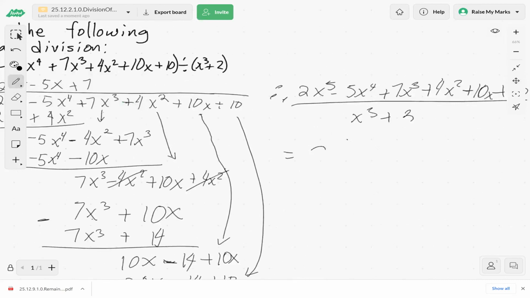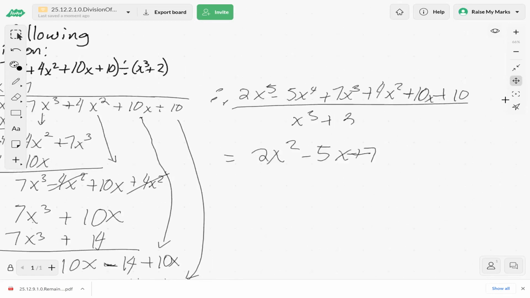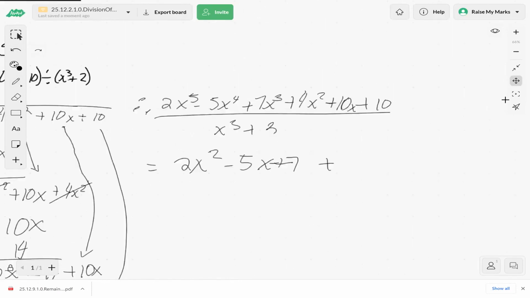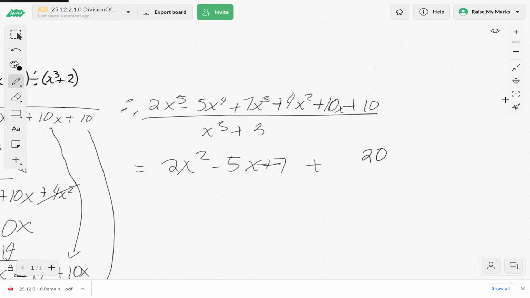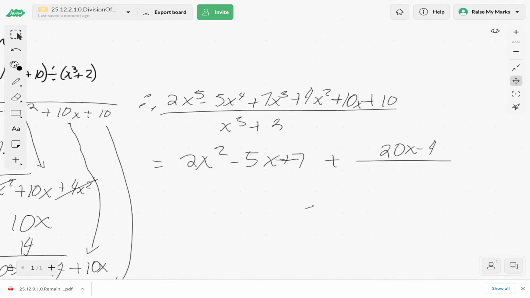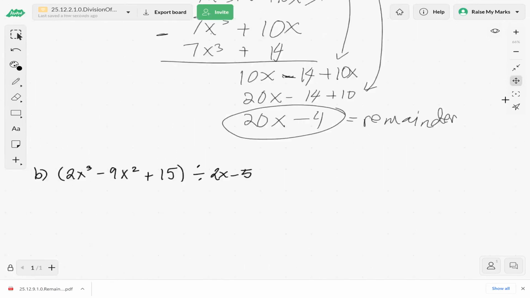okay, what did we get? We got 2x squared minus 5x plus 7, good, plus, what was our remainder? Our remainder was 20x minus 4 divided by x cubed plus 2. Okay, good. That was a lot of work. Okay, let's try one more.